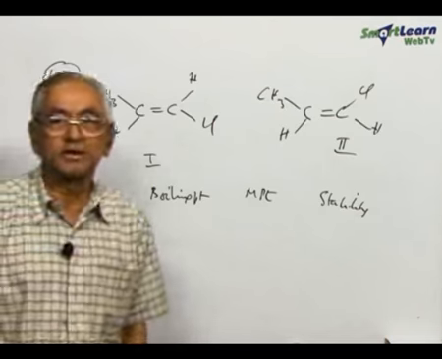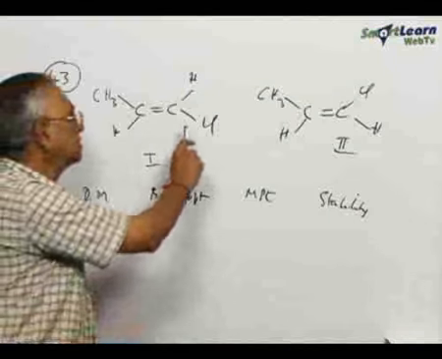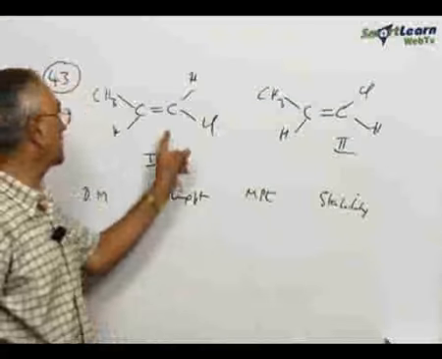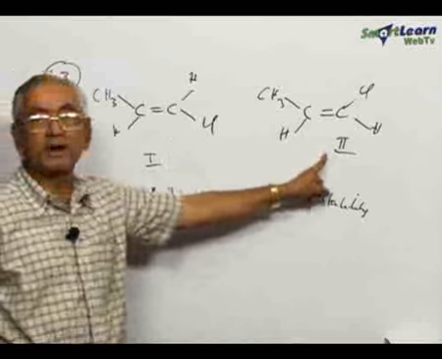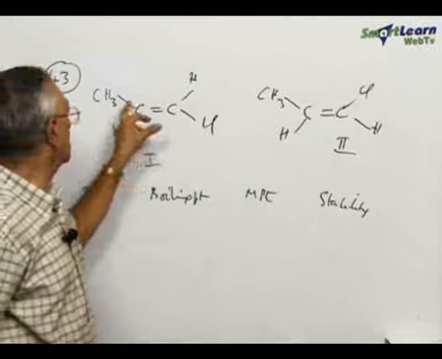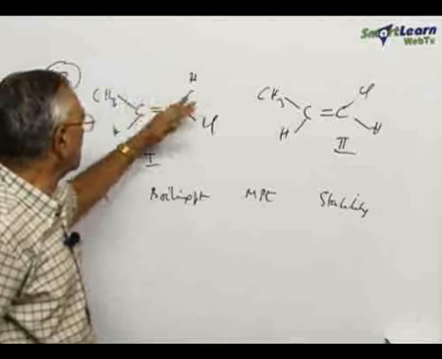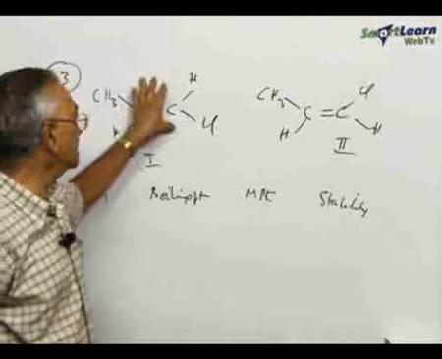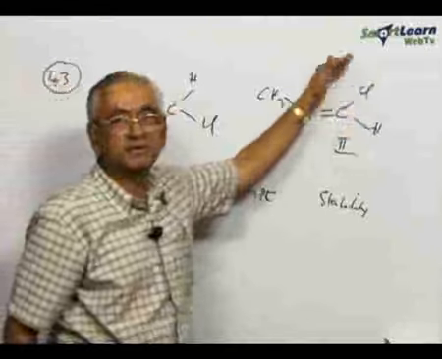Let us go to the next question. This is an organic chemistry question. Two compounds are given there. One is marked as 1, the other one is marked as 2. It contains the double bond and two bigger groups, namely CH3 and Cl, they are opposite each other, something like trans, whereas this is almost like a cis compound.